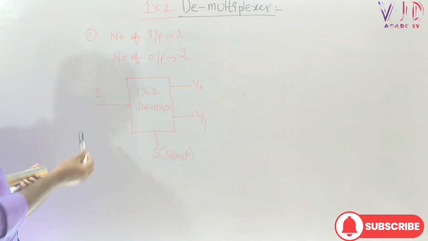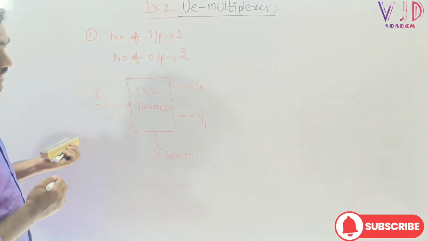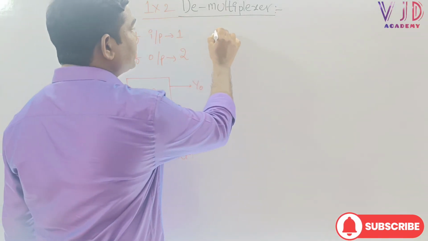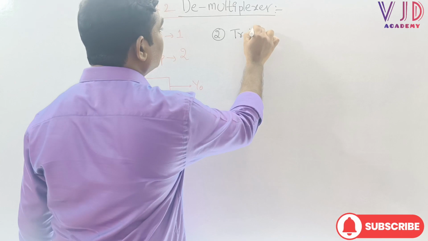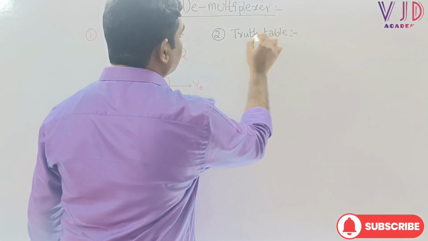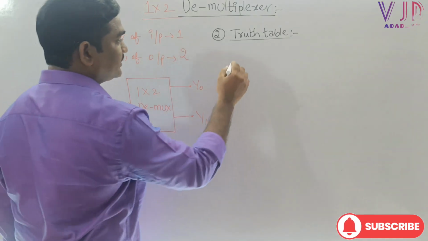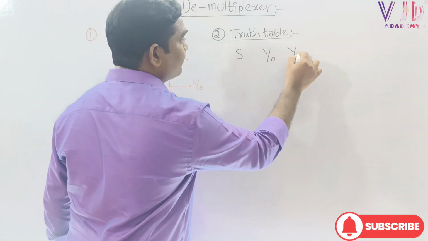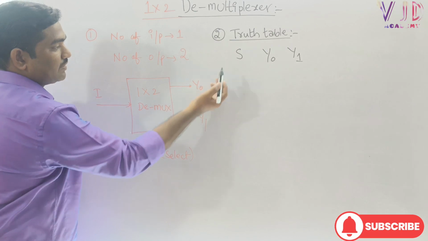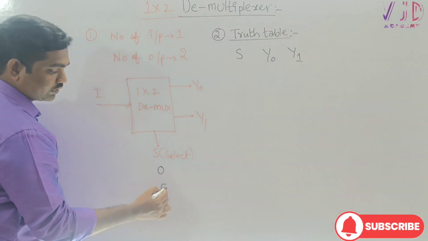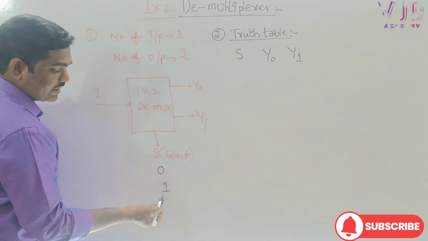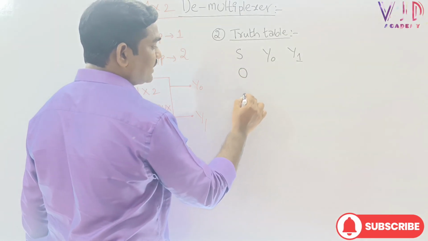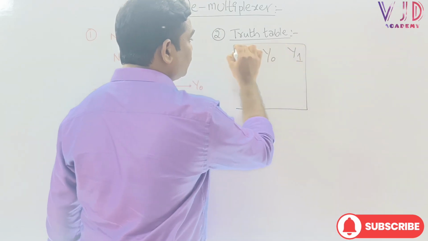After identifying the number of inputs and outputs, we need to construct the truth table first of all. The second point is the truth table. Here we have S, the select line, and Y0 and Y1 are the outputs. With only a single variable there are two variations: first one is 0 and then the second one is 1. The truth table will be like this.